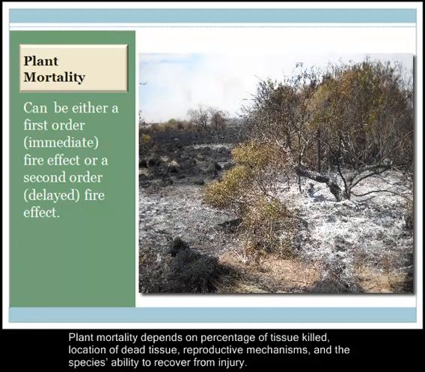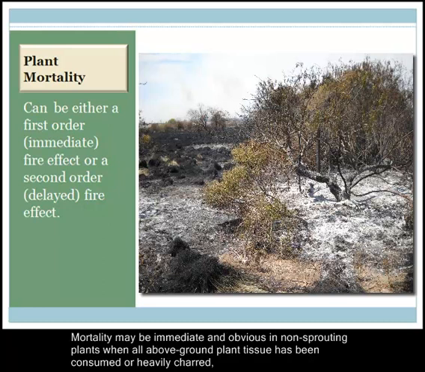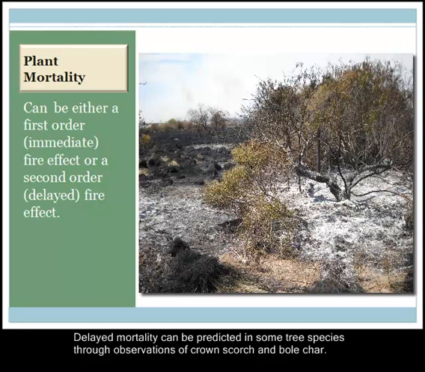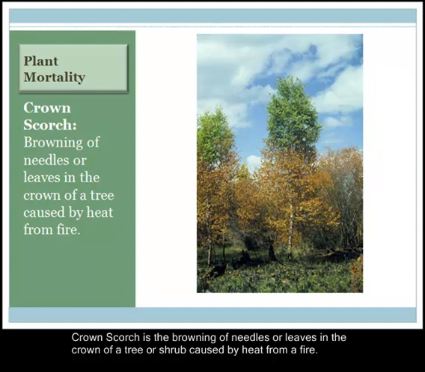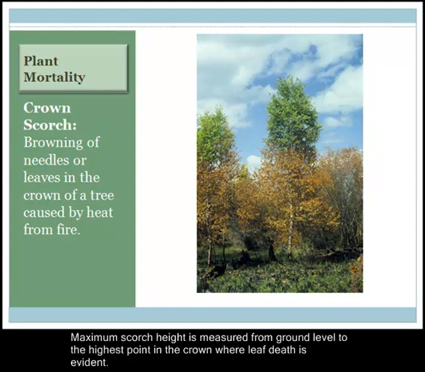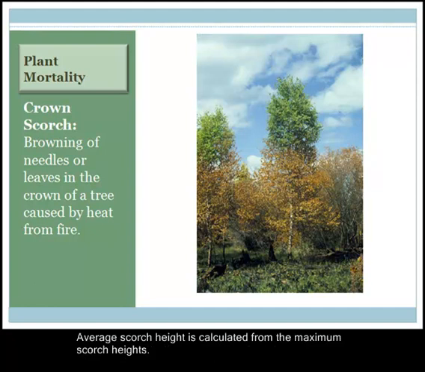Plant mortality depends on percentage of tissue killed, location of dead tissue, reproductive mechanisms, and the species' ability to recover from injury. Mortality can be immediate and obvious in non-sprouting plants when all above-ground plant tissue has been consumed or heavily charred, but delayed mortality may not be evident for weeks, months, or even years after the fire. Delayed mortality can be predicted in some tree species through observations of crown scorch and bole char. Crown scorch is the browning of needles or leaves in the crown of a tree or shrub caused by heat from a fire. Scorching indicates that the leaf tissue has been lethally heated. Maximum scorch height is measured from ground level to the highest point in the crown where leaf death is evident. Average scorch height is calculated from the maximum scorch heights.